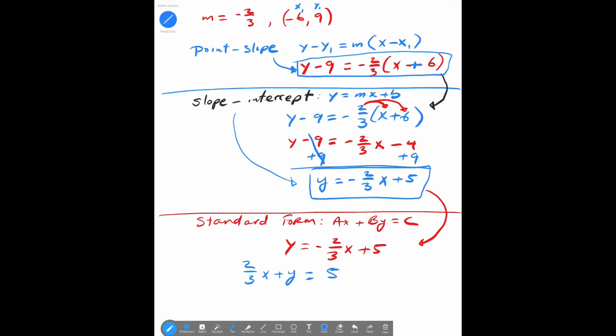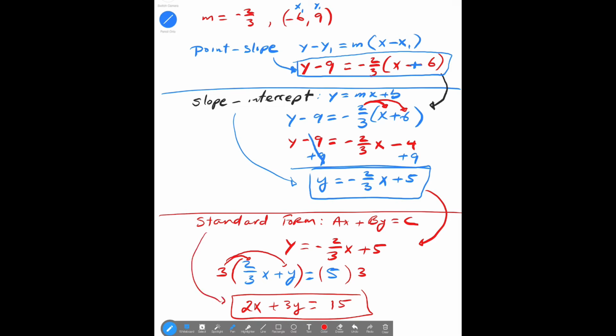The second thing is to make sure that we don't have a fraction. To do that, all you need to do is multiply everything by the denominator, which is 3. So multiply everything by 3. 3 times 2 over 3, that's 2x. 3 times y, that's 3y, equals 5 times 3, that's 15. And that right there is your standard form.